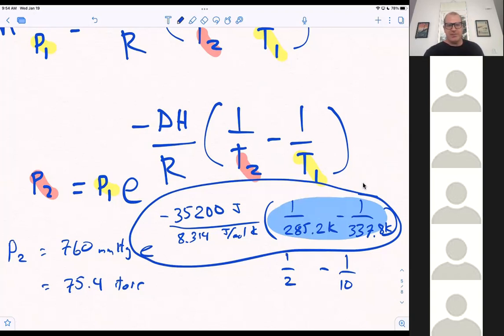you would get a huge number. You would get like 10,000 torr or something like that. I'm just guessing, I don't know what it's going to be, but if you had the temperatures mixed, then 1 over 337 minus 1 over 285, that is a negative number.